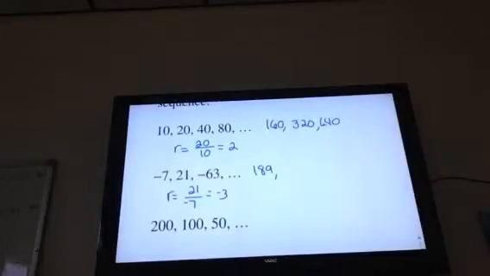Again, that's stored in the calculator. So now just times -3. Negative 567 times negative 3, 1,701.